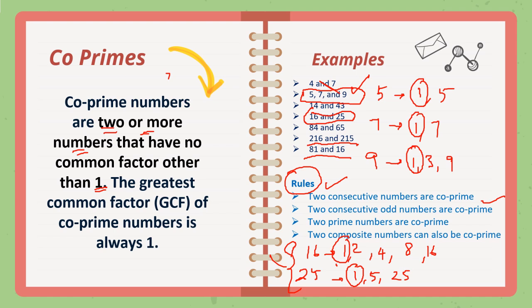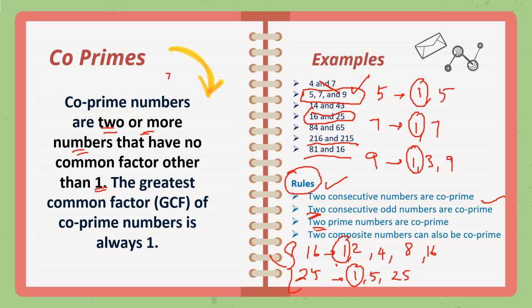So remember, it's not just in some cases, but in every case. For a rule to be implied, it has to be the same throughout. So that is why I say the two consecutive odd numbers are always co-prime to each other. And two prime numbers are also co-primes to each other.